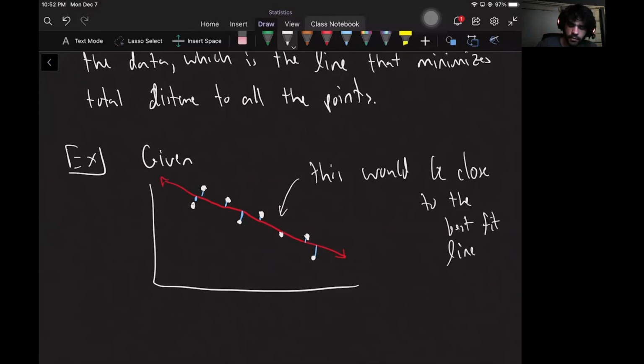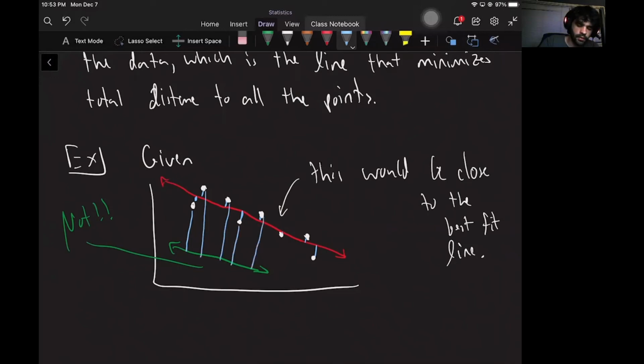So if you're asked to draw a best fit line, you can just eyeball it in these problems because it's going to be very lineish. As opposed to something like this, which is very much not the best fit line, not even close. The reason being, all of these distances are very far away. So it's not minimizing those distances at all.